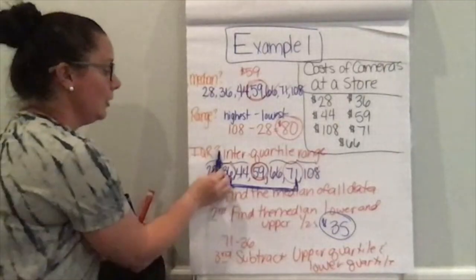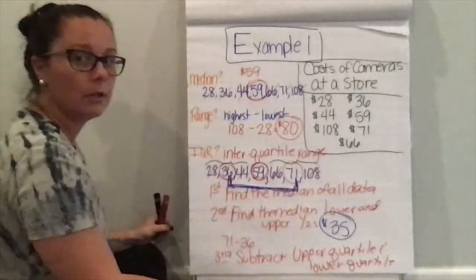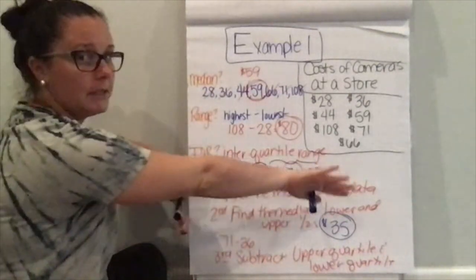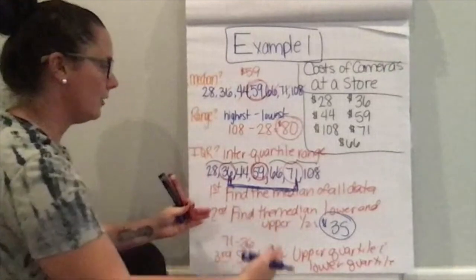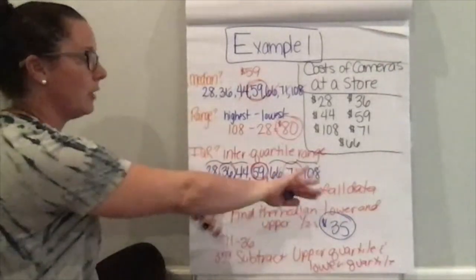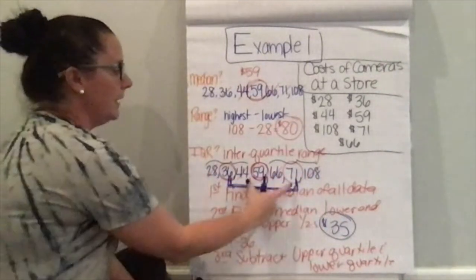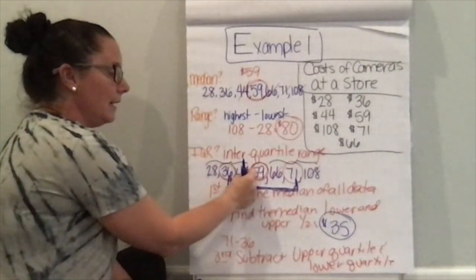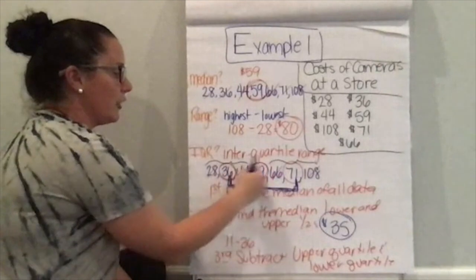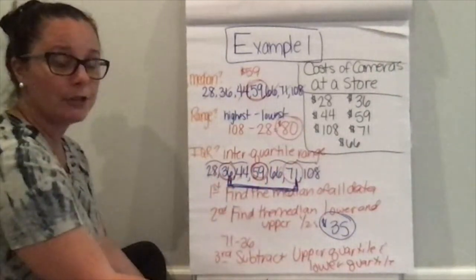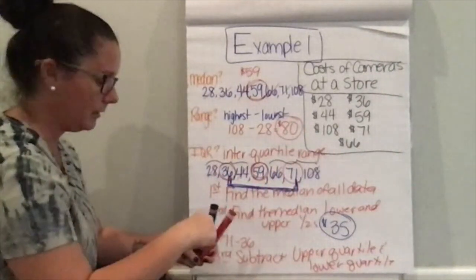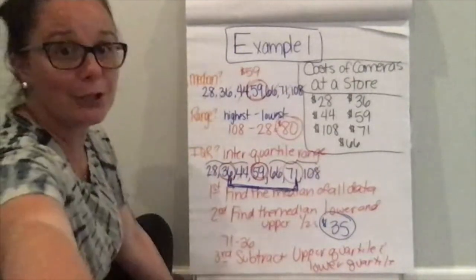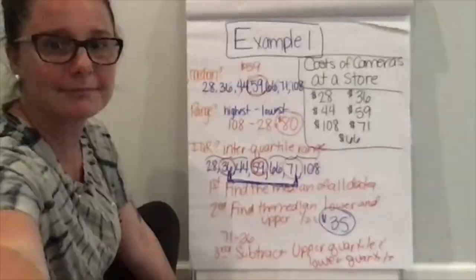So you can see we've taken out our upper and lower quartiles. If we had more data, we would be dropping off more from the top and the bottom. In this case, only having 7 pieces of data, it's only dropping off 1 from each end. But now we have our middle 50% of our data, and we know that it spans $35 in terms of its range and variability in cost. We're going to do another example right after this before you practice on your own.